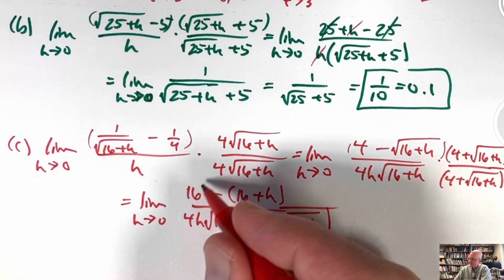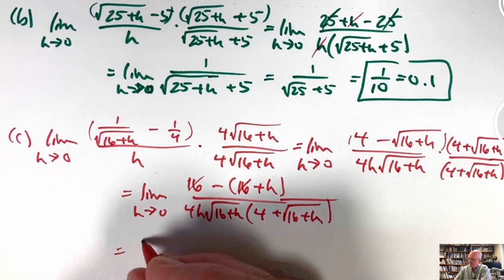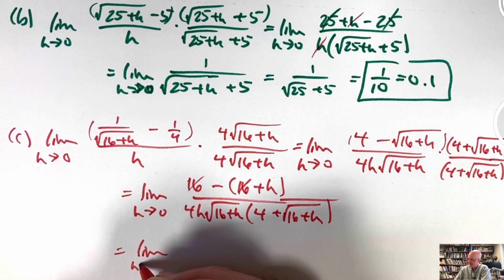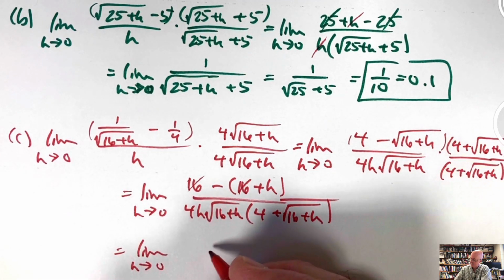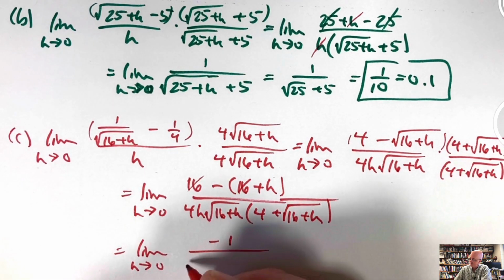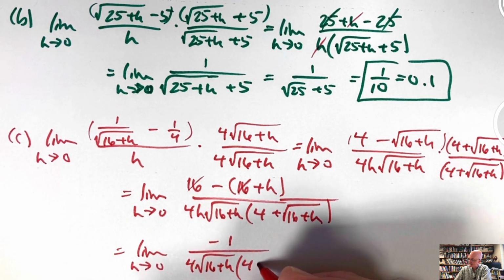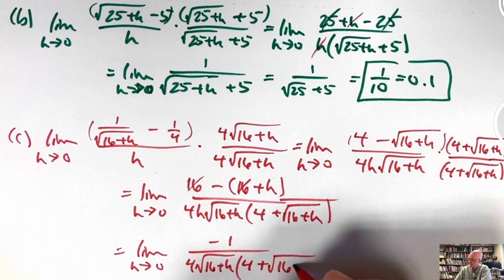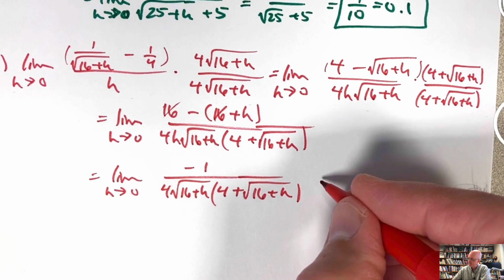Distribute the minus sign through. The 16s will cancel. You'll be left with a negative h up top. Negative h cancels with the h on the bottom to leave you with a negative 1 up top. This h in the bottom goes away. We are now left with a function of h that is continuous near h equals 0. You can evaluate this limit by plugging in h equals 0.